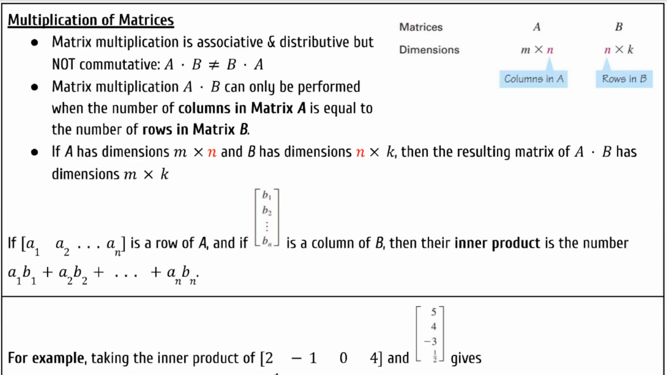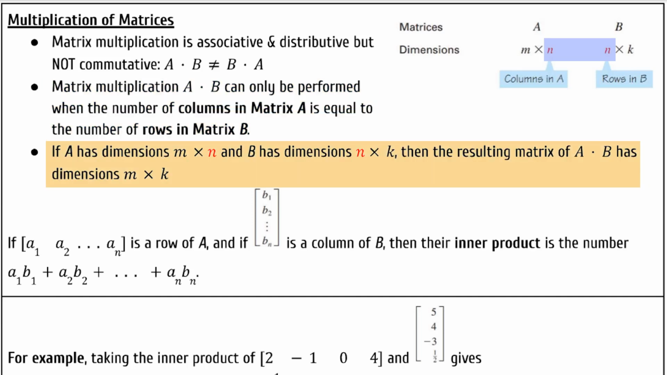Multiplication of matrices. Matrix multiplication is associative and distributive, but not commutative. A times B is not the same as B times A. Matrix multiplication A times B can only be performed when the number of columns in matrix A is equal to the number of rows in matrix B. If A has dimensions m by n and B has dimensions n by k, then the resulting matrix A times B has dimensions m by k.